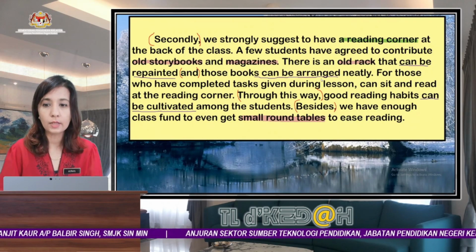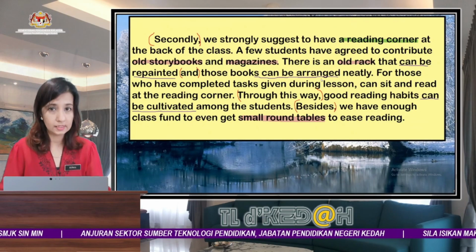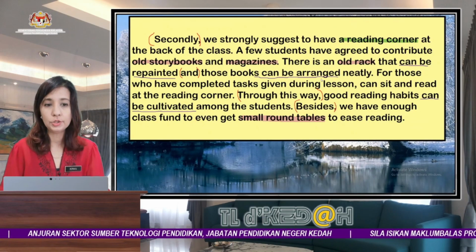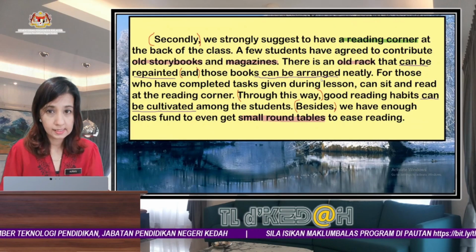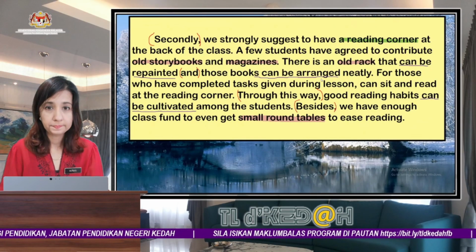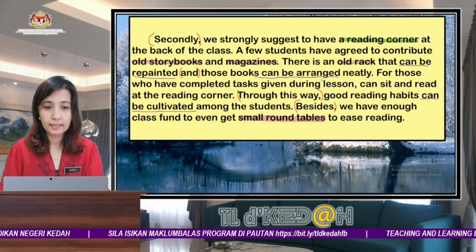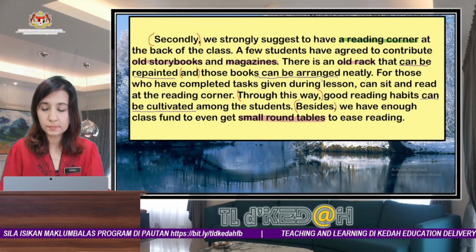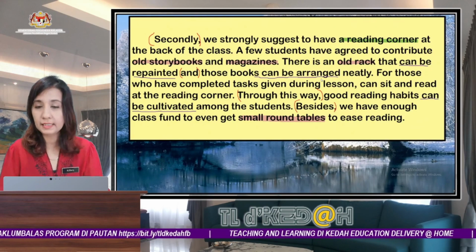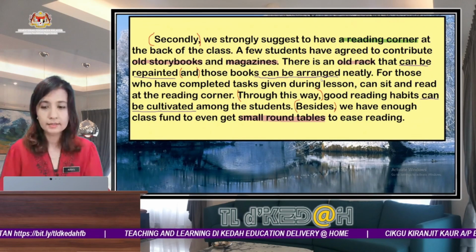It is suggested that we decorate the class. So this is the next point. Very clear, very systematically done by the student. How can we decorate the class? Bright curtains. So this one is the example, attractive posters. Okay, example. Our written essays and projects can be displayed. So you see here, can be displayed, can be created and hung.